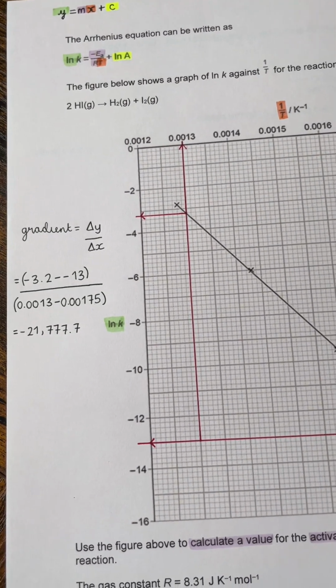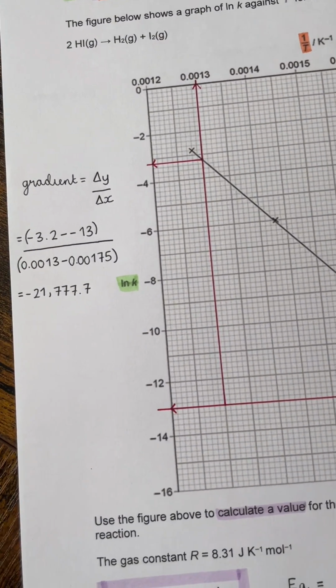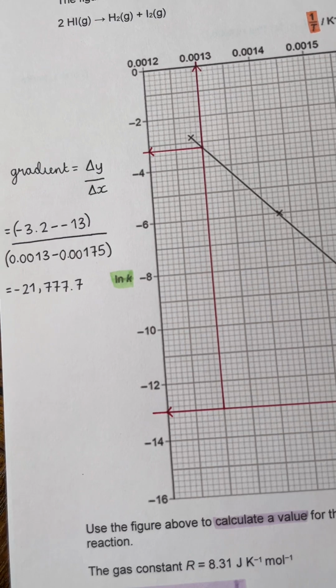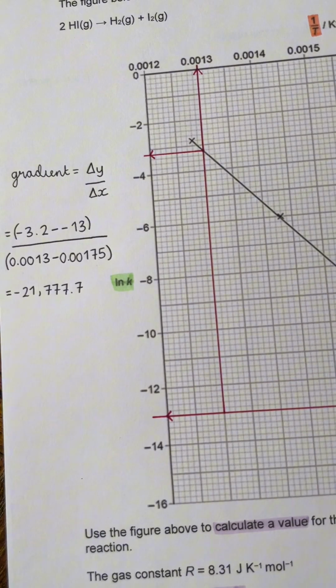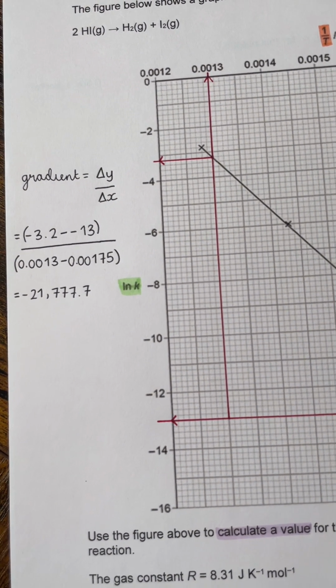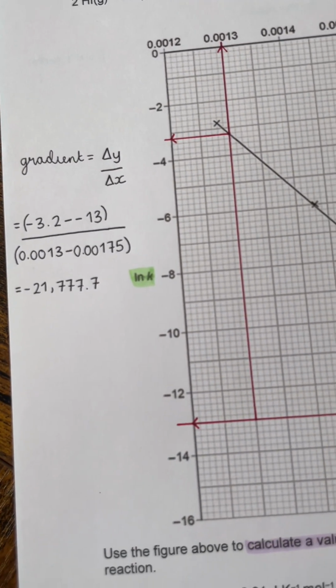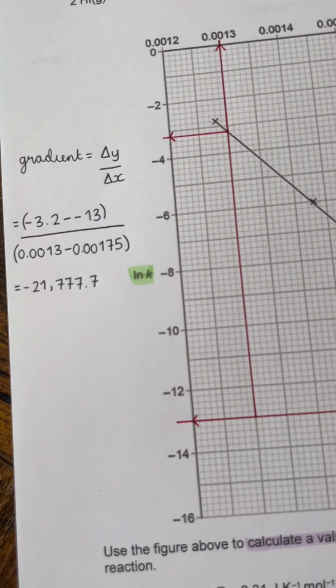the x-axis values. So just take care with the y-axis, because when we take the natural logs, the ln's of the rate constant values, they come out as negative numbers. So the scale starts at 0 at the top and gets more negative as we go down. So just be careful reading off the scale.